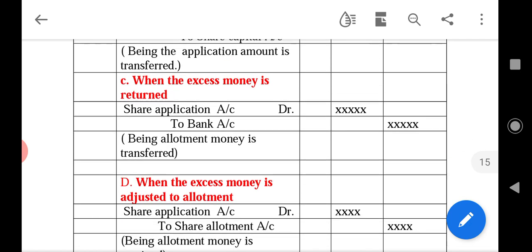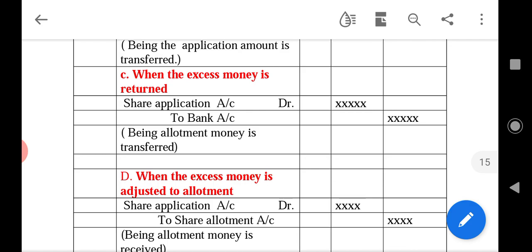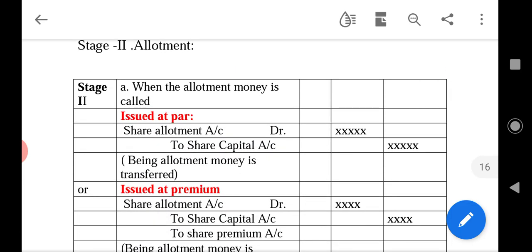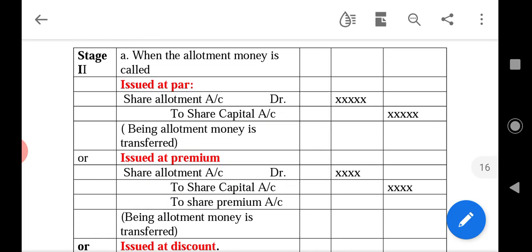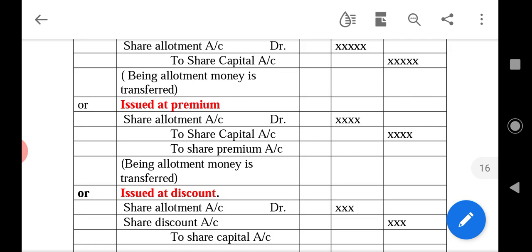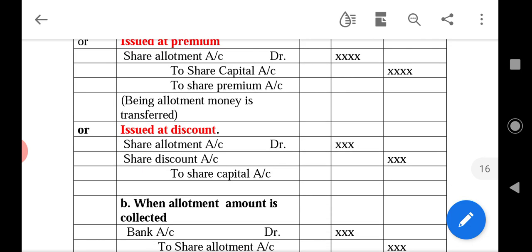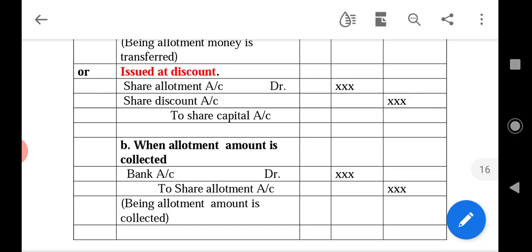When applications are received in excess, there are two additional entries: share application account debit to bank account for the refund, and when the excess money is adjusted, share application account debit to share allotment. In the allotment stage, we bring it all in consolidated form. Issued at par: share allotment account debit to share capital. Issued at premium: share allotment account debit to share capital and share premium. Issued at discount: share allotment account debit and share discount account debit to share capital. When the amount is collected: bank account debit to share allotment account.